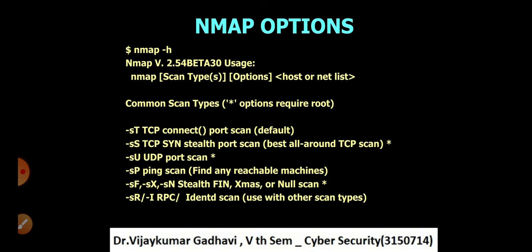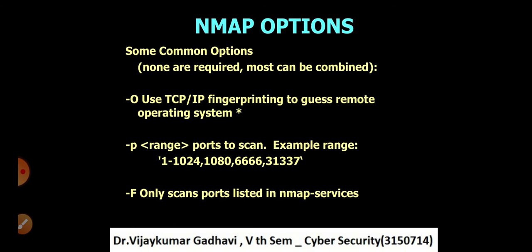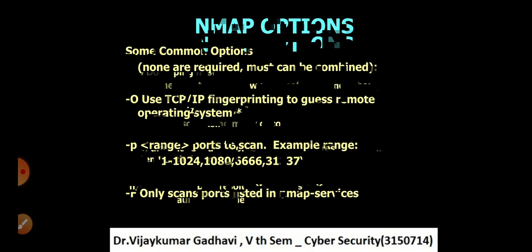What are the functionalities of NMAP options? Some common options: none are required, most can be combined. -O uses TCP/IP fingerprinting to guess the remote OS. -p range is the ports to scan. For example, the range is 1-1024, 1018, 4 times 6, and 31,337. -F means only scan ports listed in nmap-services.